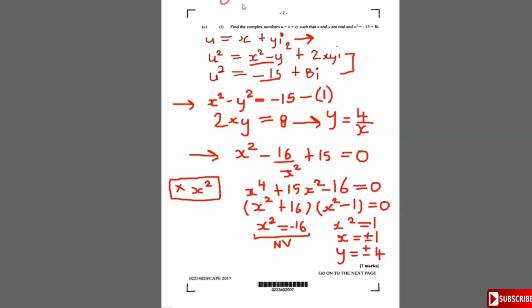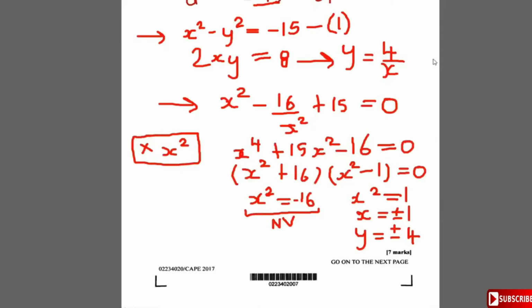So u is actually working out to be 1 plus 4i. That's one possible answer. u is equal to 1 plus 4i, or u is equal to minus 1 minus 4i. Those are the two possible values of u. Nice and easy. So here they are. Those are the two answers. Okay, that takes care of part C.